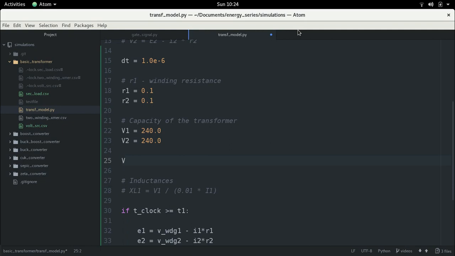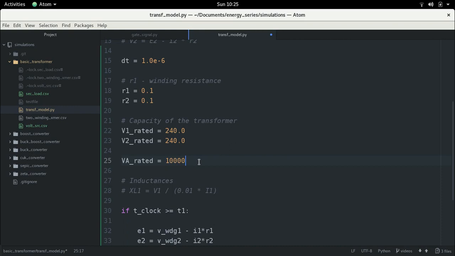So, let me give this a better name because V1 can actually be misleading. It is V1 rating and V2 rating, or rather rated. That makes better sense, the rated voltage, right? And here I will say VA rated. Now, for a transformer, it totally depends on the application. So for a 240 volt transformer, we could consider a 10 kVA transformer, a 20 kVA transformer, something like that, right?